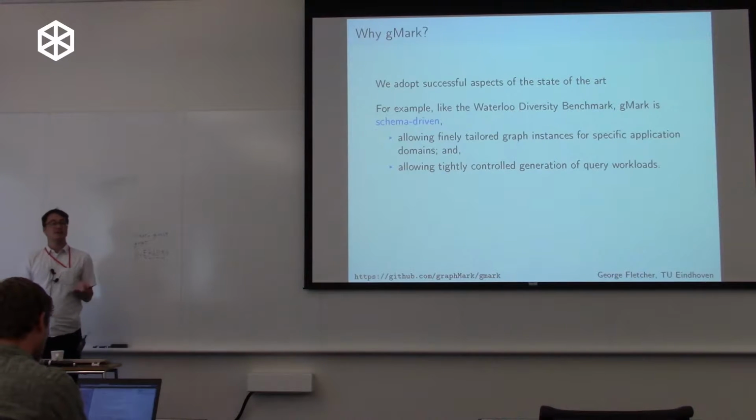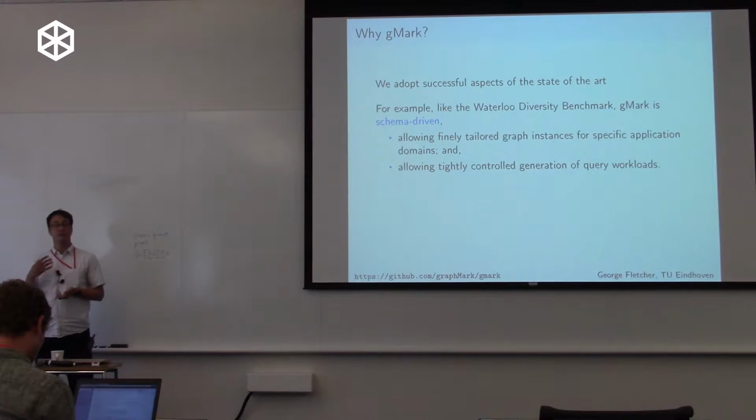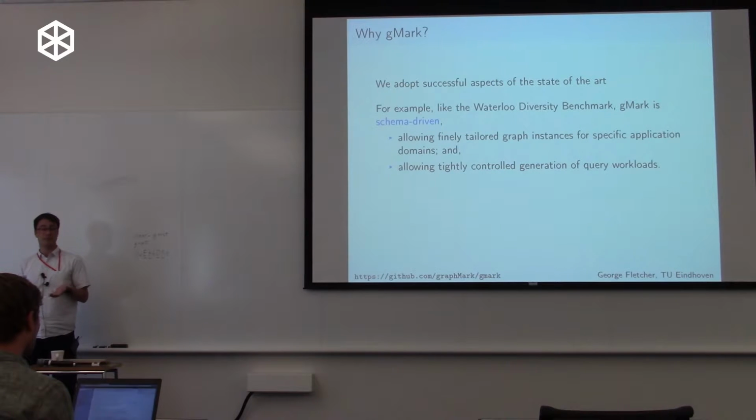And so why gMark? Why another tool for generating synthetic instances and queries? Well, we want to target what I mentioned in the previous slide, our principles. When we went to design gMark, we wanted to adopt these successful aspects of the state of the art. For example, like the Waterloo diversity benchmark, gMark is schema-driven, right? So this allows us to finely tailor our graph instances for specific application domains, and also allows us, unlike the WatDiv benchmark, to tightly control generation of query workloads, right? So really pinpointing the types of workloads that we want to study on instances of this schema.